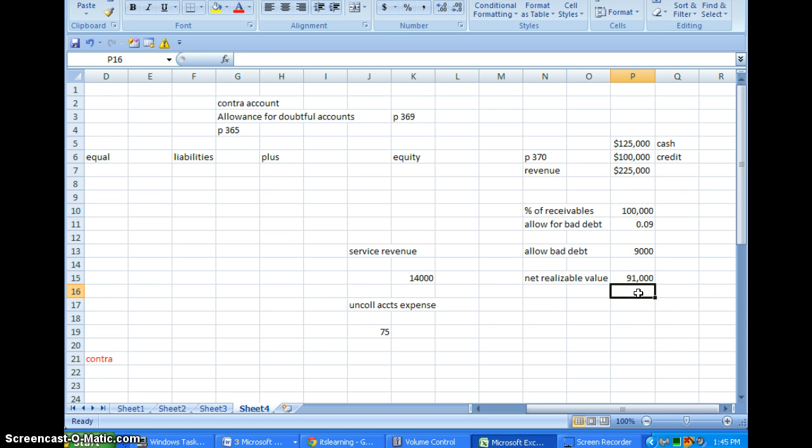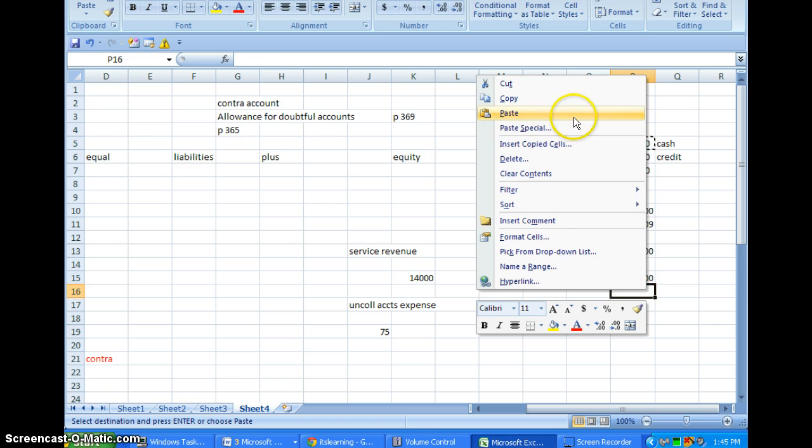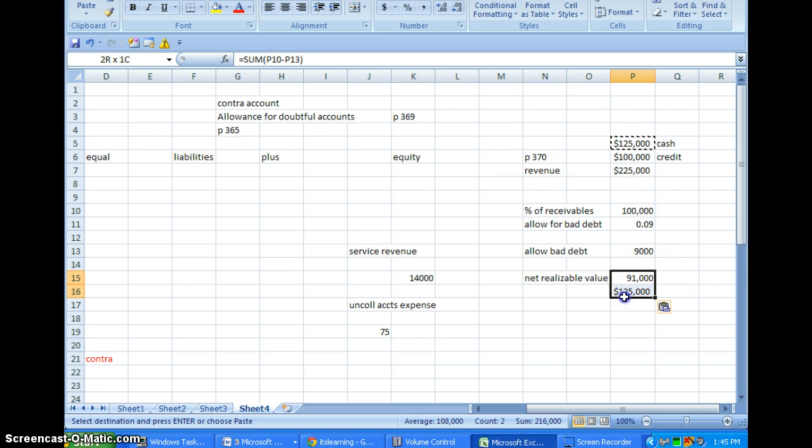So 91,000 plus the cash sales. So our total sales, or revenue, should be 216,000, not 225,000. So it's going to be 216,000 instead of 225 because, again, the allowance for bad debt based on 9% of accounts receivable is how we get this number. That's on page 370. Now we're going to move on to the direct write-off method on page 372. Page 372.